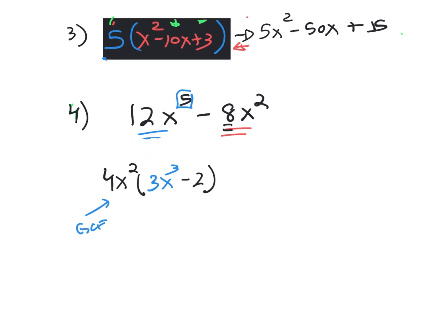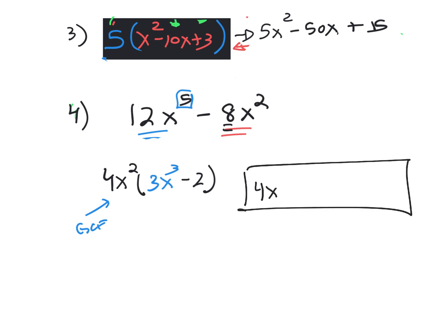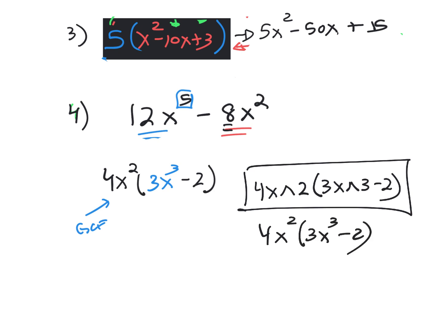So if you were using Canvas and you needed to type that into Canvas, you would type in 4x, use the exponent key, squared, parentheses, 3x, exponent key, 3, minus 2, end of parentheses. So that's how you would type in 4x squared, parentheses, 3x to the third power minus 2. If you were using Canvas and you had to type it in, you have to use the exponent key for the squaring. You have to use the exponent key for to the third power, right? So that's how you get the x to the third power. And that's how you get the x being squared.